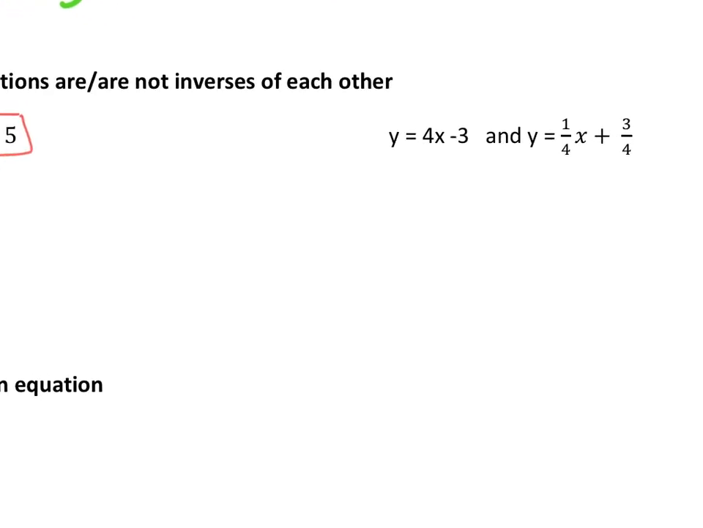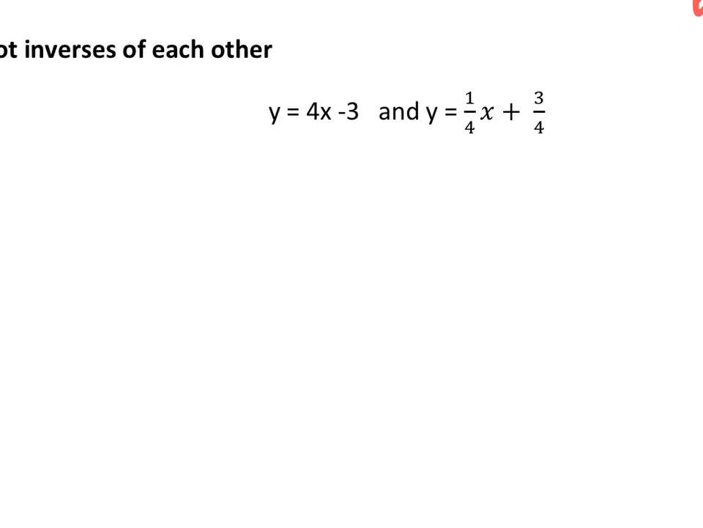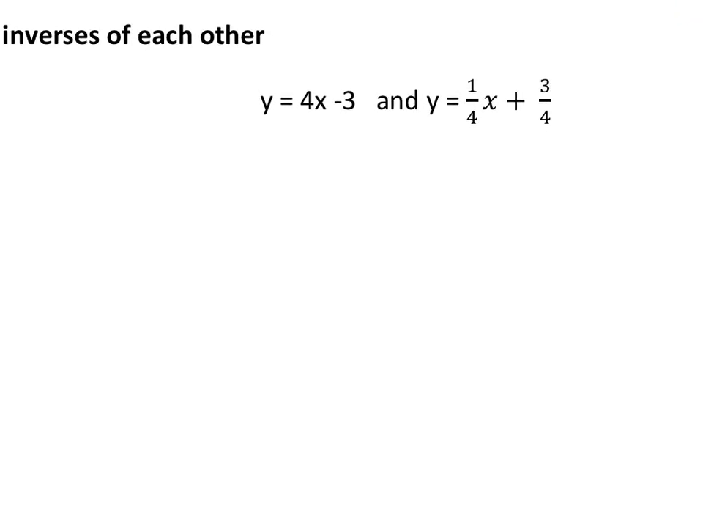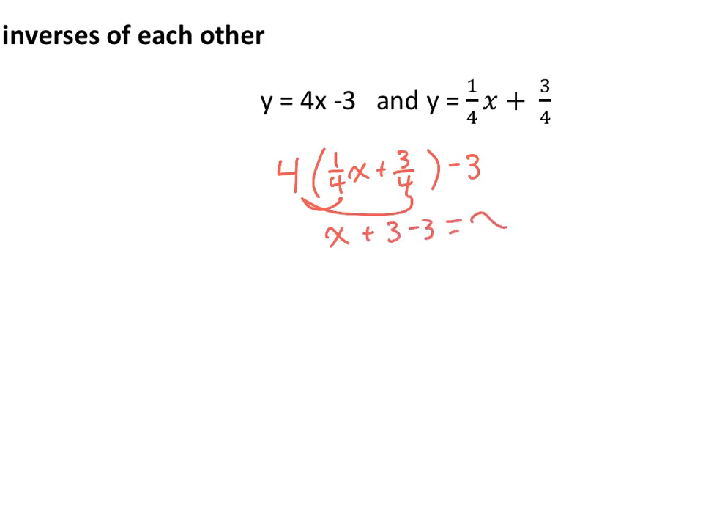Let's try this second one though. So let's plug in, let's do 4 times that quantity minus 3. And I know it's everybody's favorite thing in the world. We've got fractions here. They are manageable, I promise. So when we distribute here, we get x plus 3 and then minus 3. So we do get x when we do this, the composition of functions in that direction.